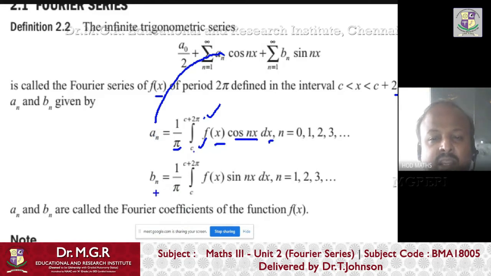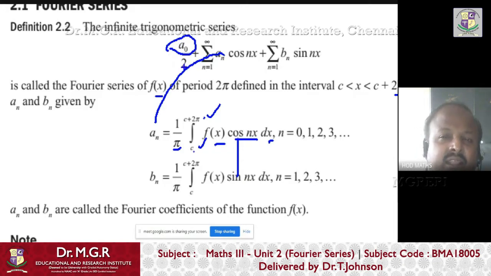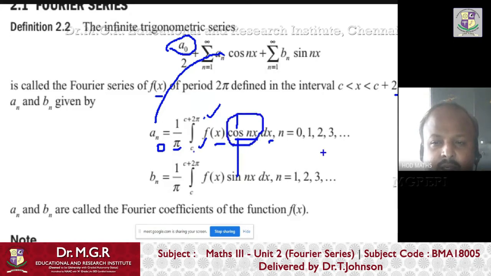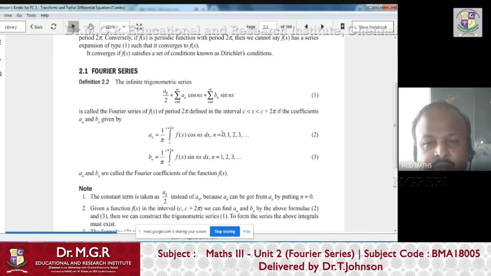What is the change between an and bn? Only one change: in place of cos, sin will come. Apart from that, all other things are the same. You may ask, sir, why are they writing a naught separately? Because in the derivation some constant is there with a naught, so they write a naught separately. Even if you find a naught by putting n equals 0 here, cos 0 is 1, so 1 by pi, c to c plus 2 pi, f of x becomes 1 dx. That is the value to find a naught. Then you can directly find an and bn using these formulas, but you can't find b naught.